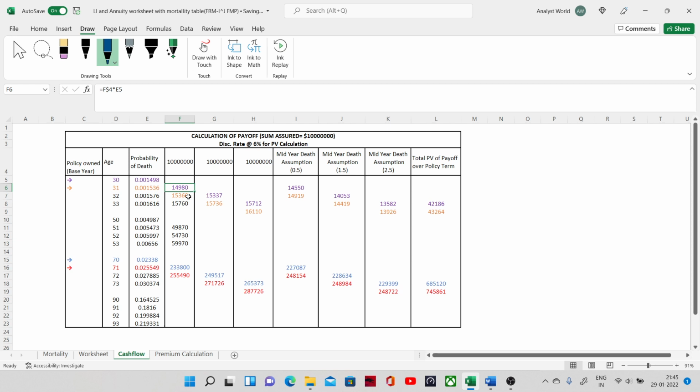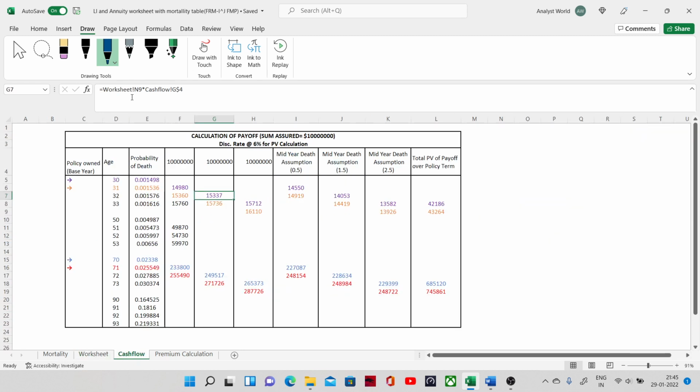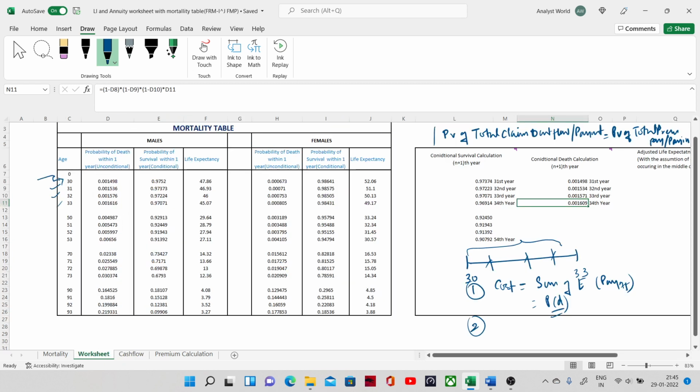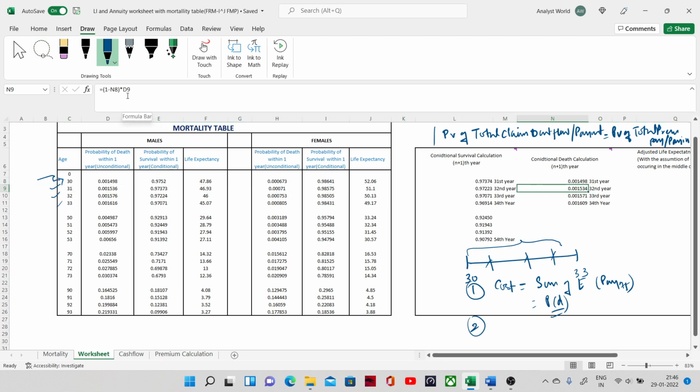But this policy has been taken out for 3 years, so we need to consider all the 3 years in succession. So the expected payoff in the form of claim for the insurance company, the first year is 14,980. What is the second year? Well, second year, you have to first survive through the first year, and then only you can talk about the eventuality in year 2. So I have linked this worksheet. Just go back to worksheet N9 into cash flow G4. Worksheet N9 is basically this particular year, and as you can see, it is 1 minus N8 into D9, which we had just talked about.